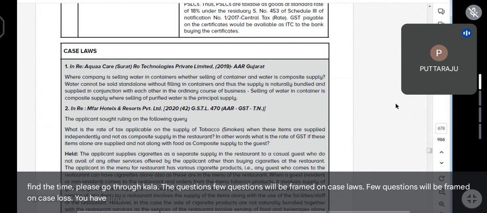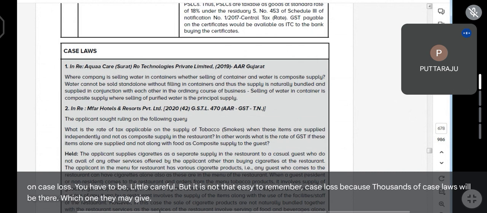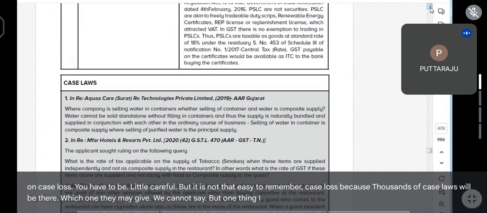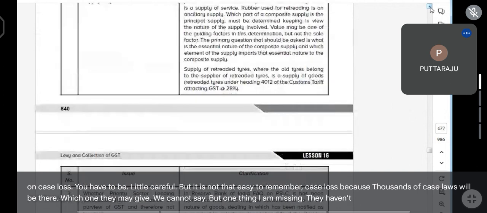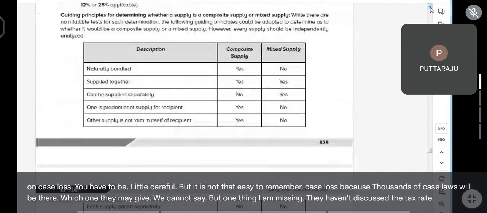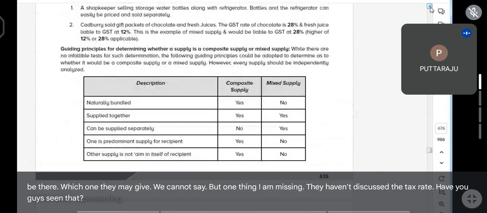You have to be a little careful. But it is not that easy to remember case laws because thousands of case laws will be there. Which one they may give, we cannot say. But one thing I am missing, they haven't discussed the tax rate. Have you guys seen that?